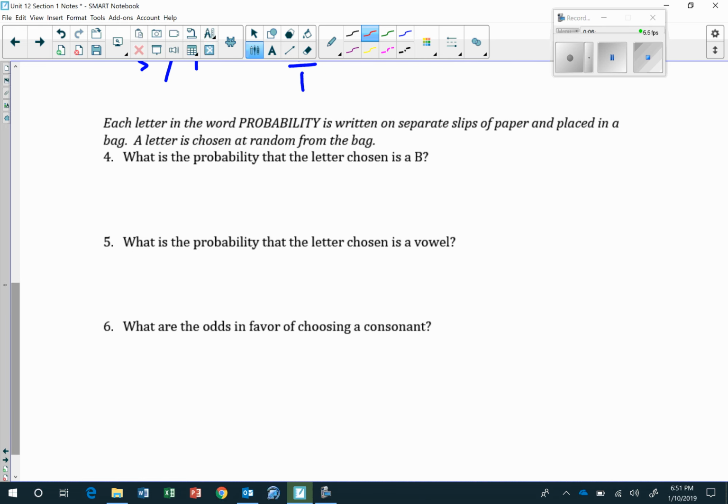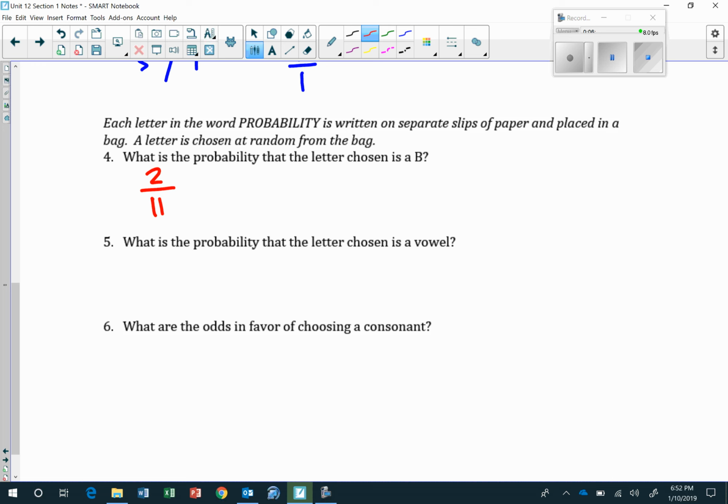Okay, moving on. It says each letter in the word probability is written on separate slips of paper and placed in a bag. A letter is chosen at random from the bag. So it says, what is the probability that the letter chosen is a B? So I have 2 B's in the word probability over 11 total letters. So the probability of pulling a B out of the bag is 2/11.